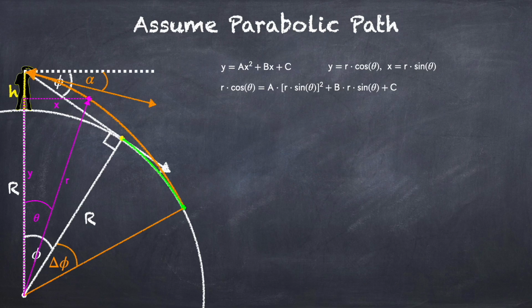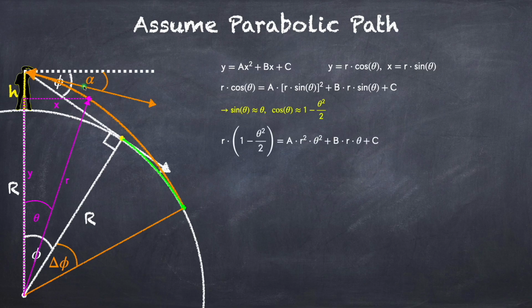So given that theta is small, we can approximate sine theta to be approximately theta, and cosine theta to be approximately 1 minus theta squared over 2. So now let's make that substitution into our parabolic equation.